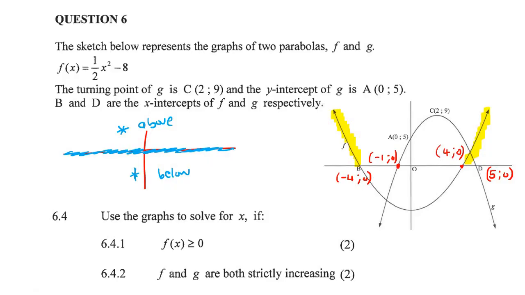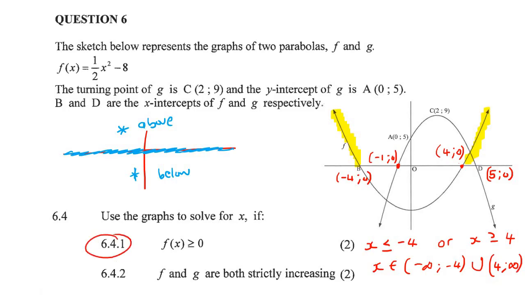So you could simply say, and I'll show you the different ways of answering. Some people prefer to use brackets, some people prefer the interval notation, I mean the set builder notation method. Here's one way of saying it. For this area here, you would say x is smaller than or equal to minus 4, because that's what they've got. And then you would say, or, don't say and, x is bigger than or equal to 4. There we go. So that's for that area over there. If you prefer to use the brackets, you could say x is an element going from negative infinity up to negative 4, or, and then you would say from 4 to infinity. All right, and then that's for 6.4.1.